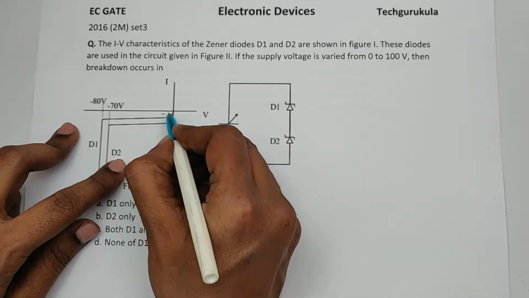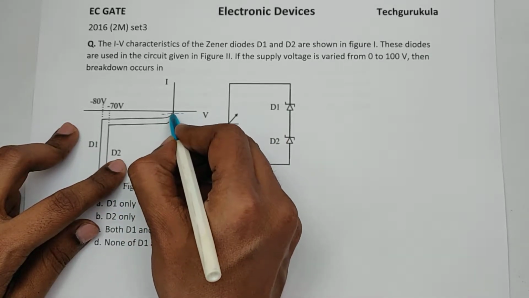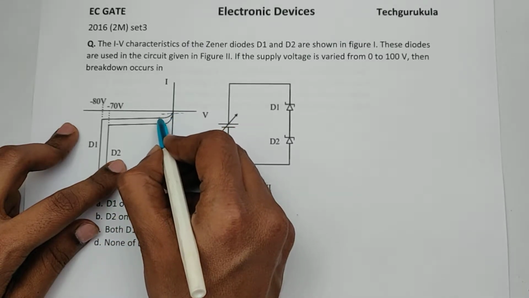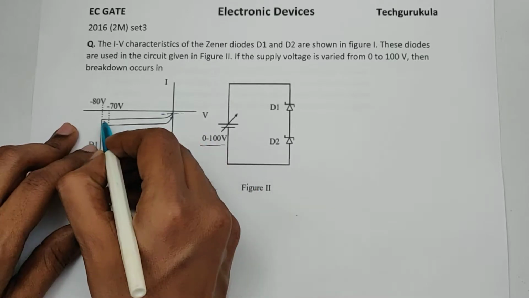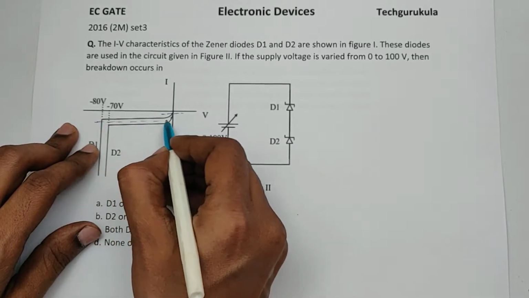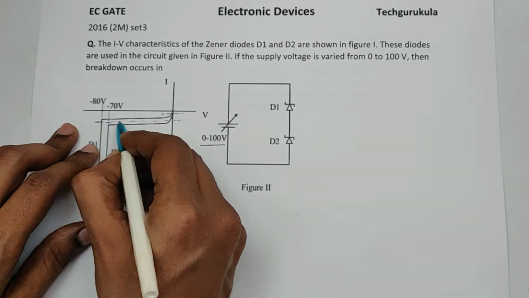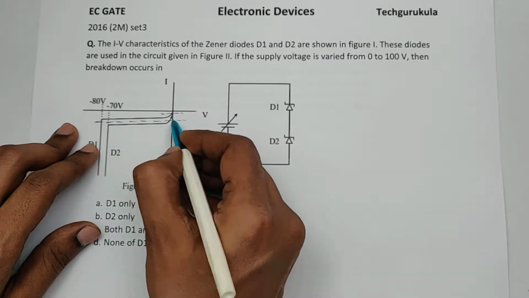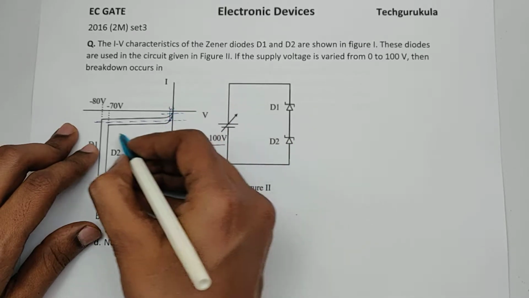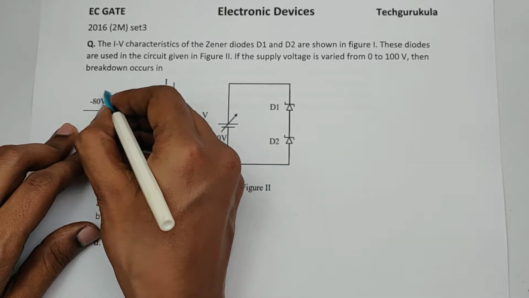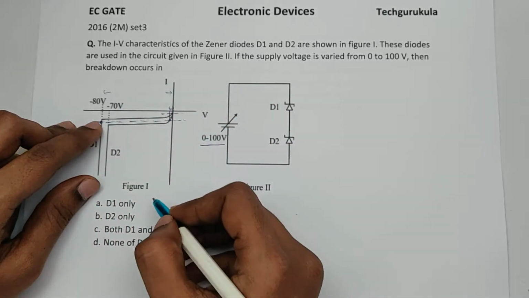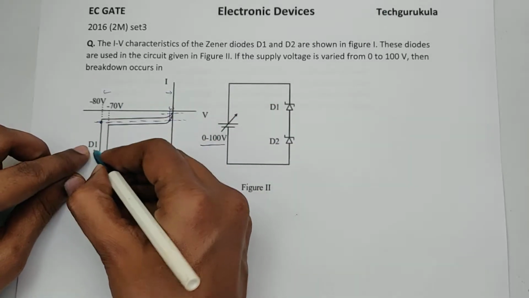Let's take an example here. Let's say this much current is flowing, the potential across both of them will be like this, right? So now if I take some current, let's say this much current is flowing, what will happen? This diode will have this much potential drop, and this diode would have already entered breakdown, right? Which diode is this? This is D1.